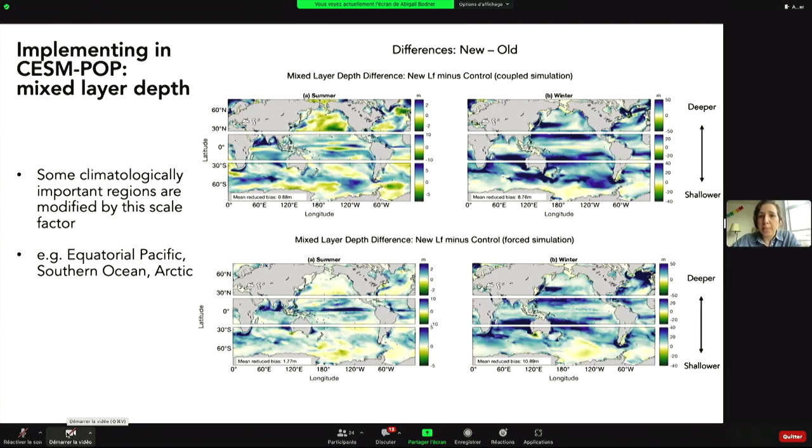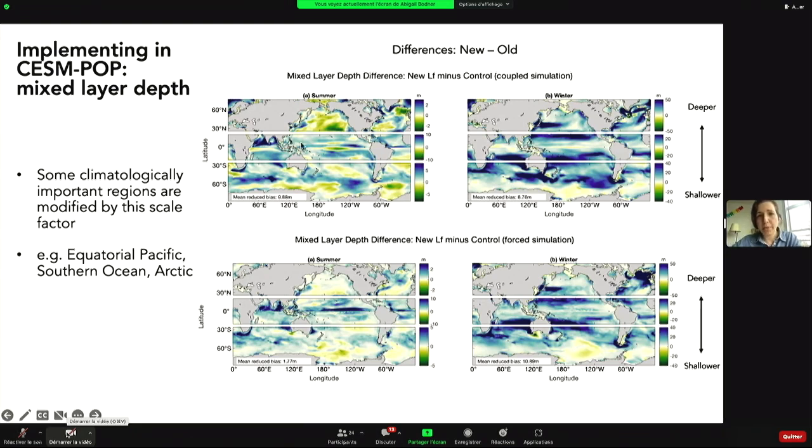This plot is showing the difference between the mixed layer depth given by the new parameterization minus the mixed layer depth given by the old parameterization. So this is showing the change. Deeper is given by the darker blue colors, and shallower mixed layer depth is given by the lighter yellow-green.